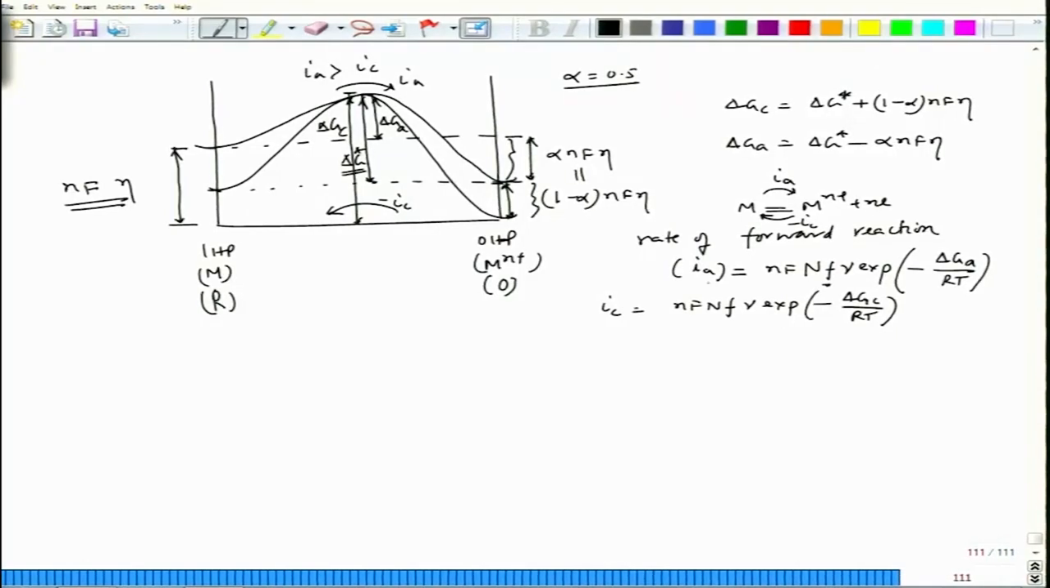And this general equation for I is nothing but n F N, which is the surface density of moles, into F, which is the fraction of atoms or ions that are going from one plane to the other plane, and this is the vibrational frequency, exponential minus activation energy divided by RT, since this is considered in terms of moles per unit area.